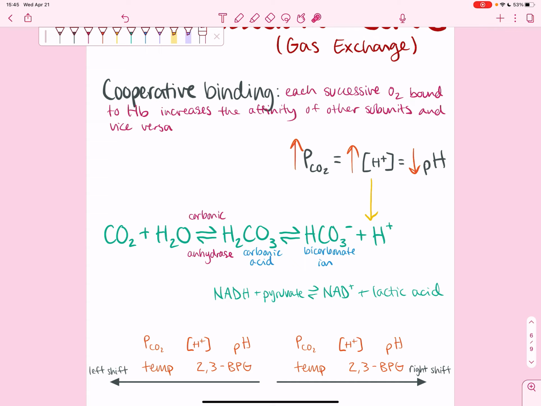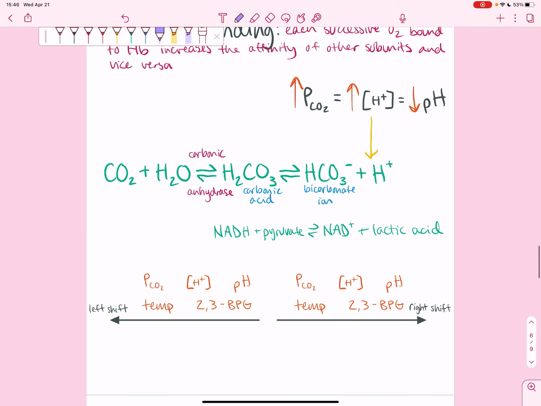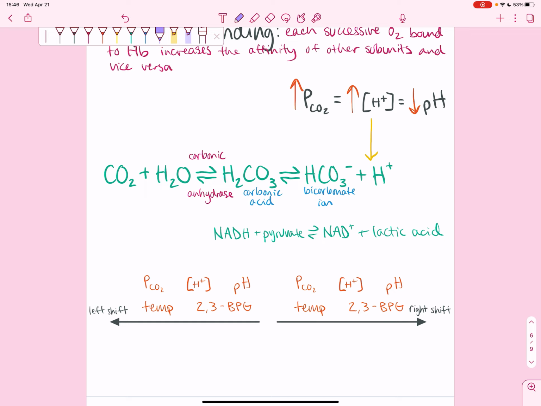Now, we will move on to what makes a left or right shift in the oxyhemoglobin dissociation curve.